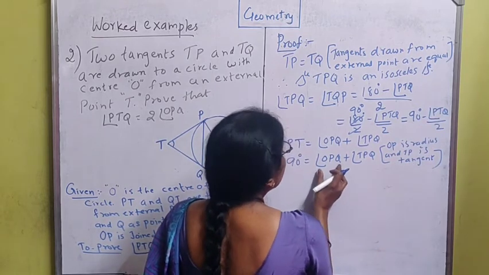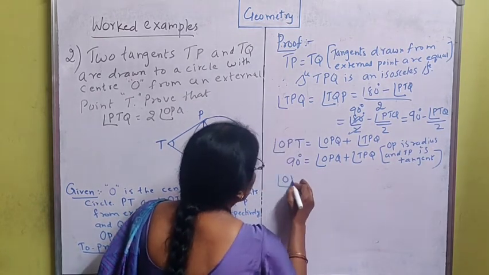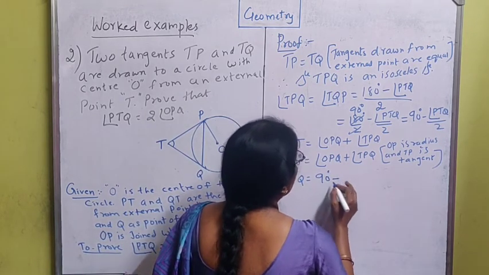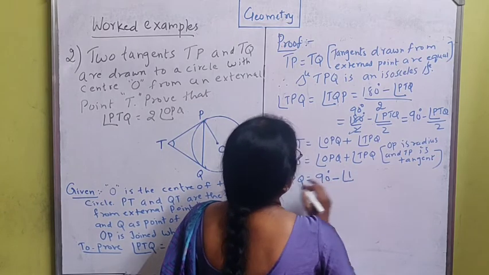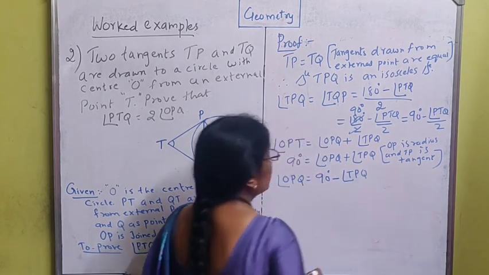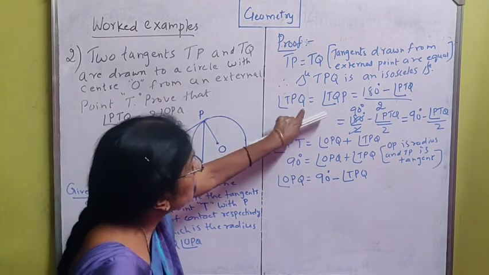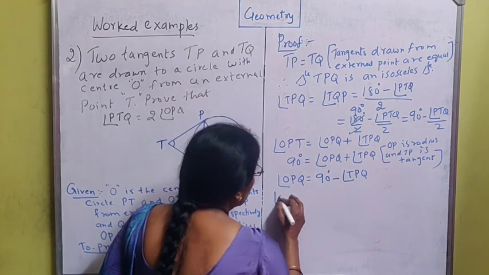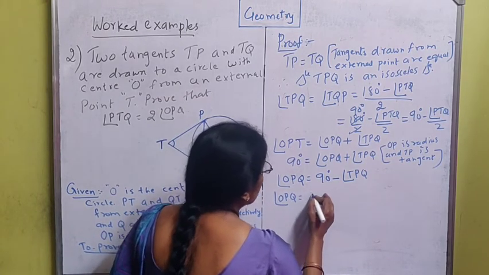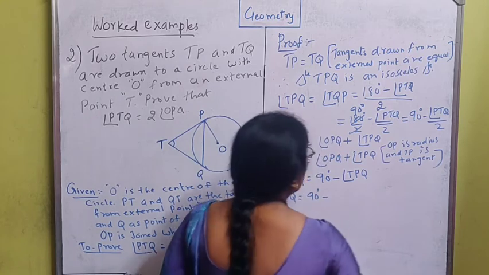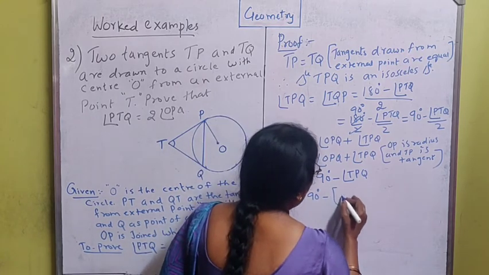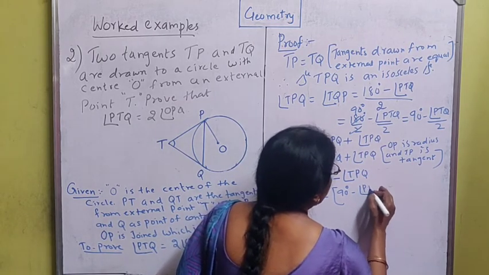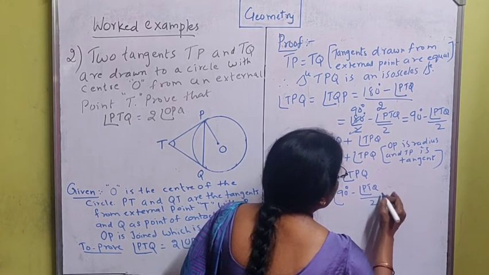So I'll find out what is angle OPQ. Angle OPQ is equal to 90 degrees minus angle TPQ. So I will substitute the value of TPQ over here. So what shall I get if I substitute? Angle OPQ is equal to 90 degrees minus, in the bracket, (90 degrees minus angle PTQ) whole divided by 2.